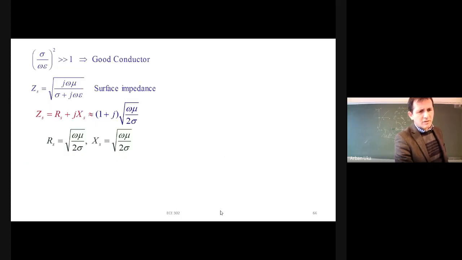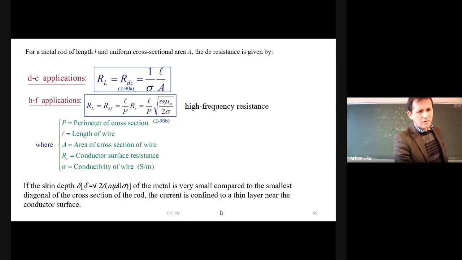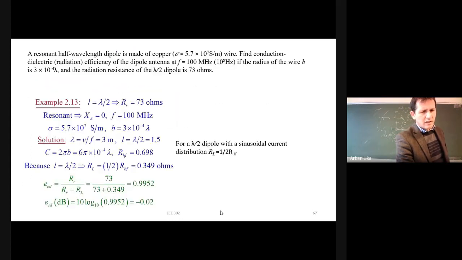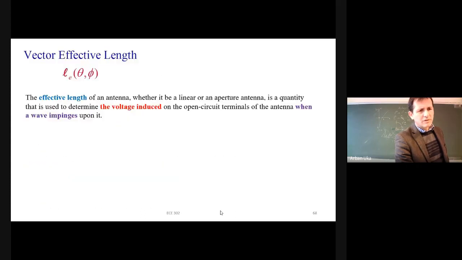The efficiency is going to be described by this expression, which I think was a couple of slides before, and it is going to be something like 99.5%. In decibels, we notice that this is going to be in the order of minus 0.02 decibels, a very low loss, because of the existence of 73 ohms.